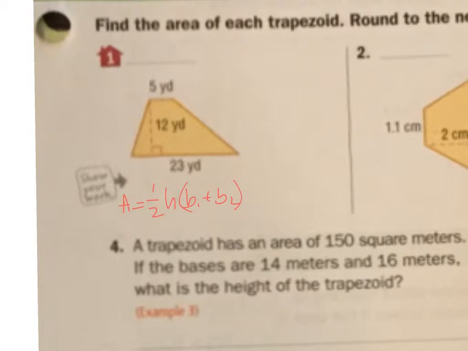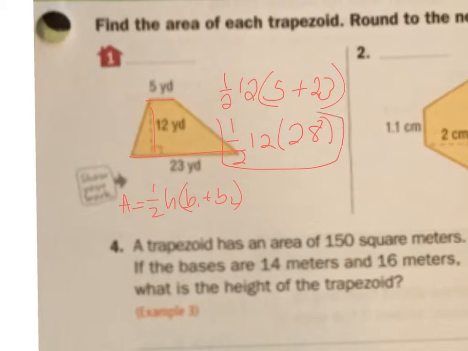Okay, so let's plug our numbers in. I see we got a base here, we got a base here. Here's my height. So 1/2 times 12, and then in parentheses I put my bases, 5 plus 23. I do that first because that's parentheses. So 5 plus 23 is 28, and I put that in parentheses. I have 1/2 times 12 times 28.